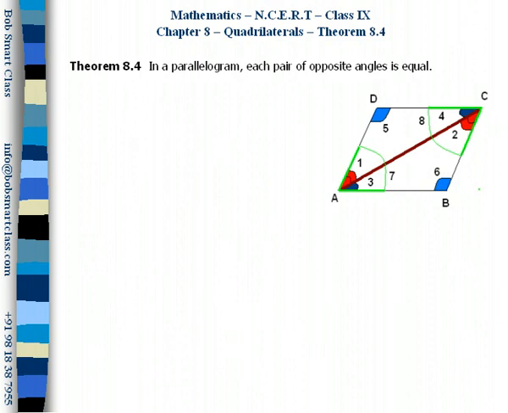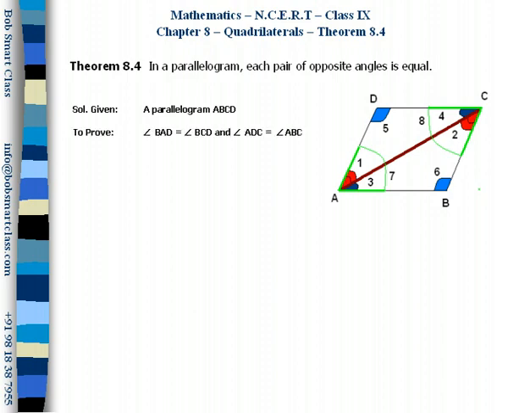Next theorem is 8.4. In a parallelogram, each pair of opposite angles is equal. Solution given. We have a parallelogram ABCD. We have to prove angle BAD equals angle BCD and angle ADC equals angle ABC, or angle 7 equals angle 8 and angle 5 equals angle 6.